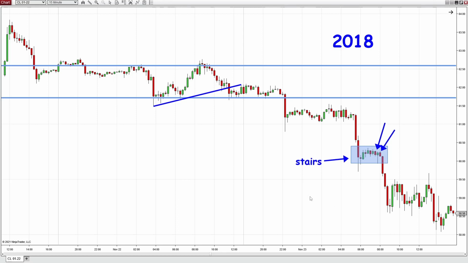And at the same time, for the stairs, normally there's a measure move. Let's have a look here. So we measure the first leg here. And then if we measure whether it goes down the same distance here, you can see that, yeah, it reached the measured distance here, measured move.